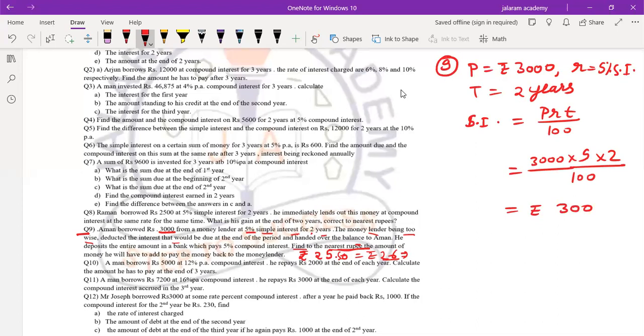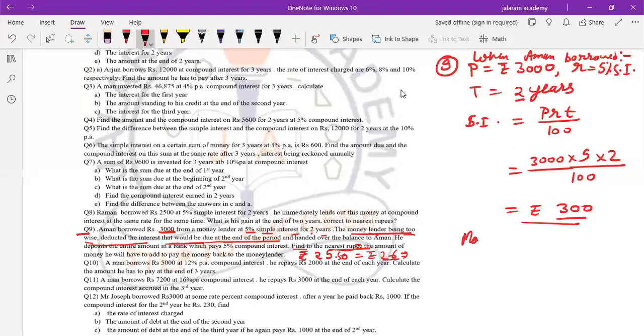Now read again. So this is when Aman borrowed, the money lender, being too wise, deducted the interest. Interest is rupees 300, so he has deducted it from rupees 3,000. That would be due at the end of the period. Means this is the interest for 2 years, but the money lender deducted this interest initially. He is too wise that he has deducted the interest initially.